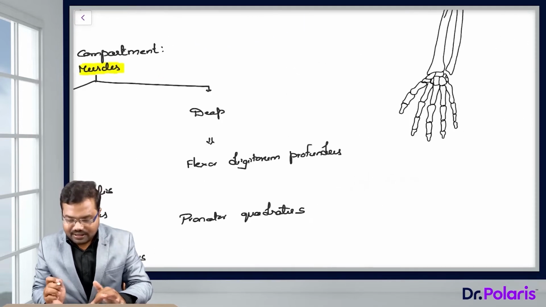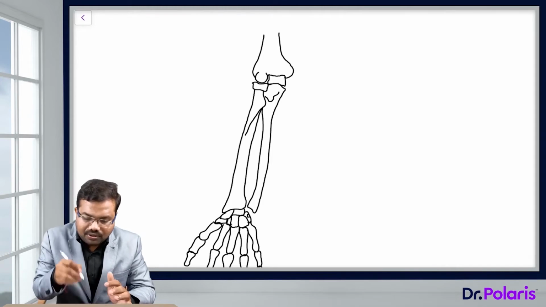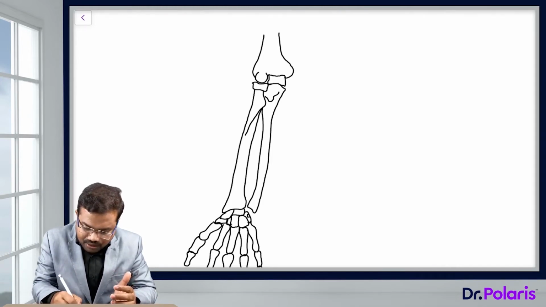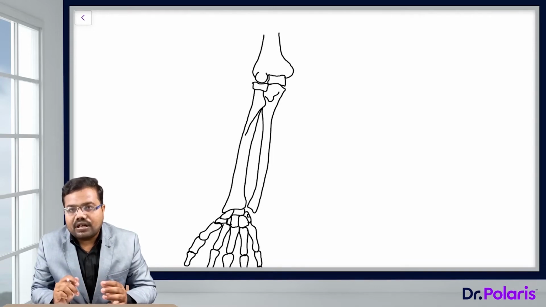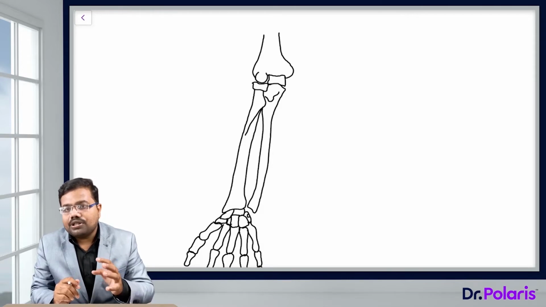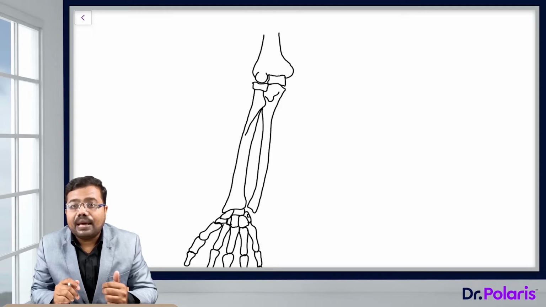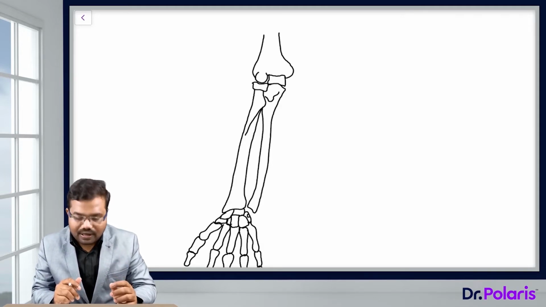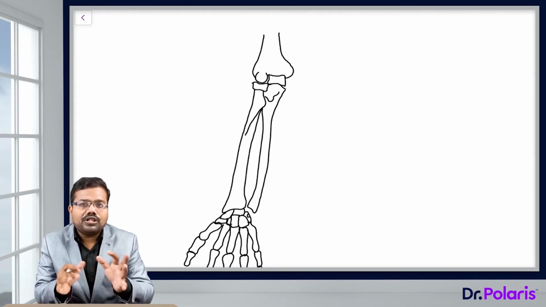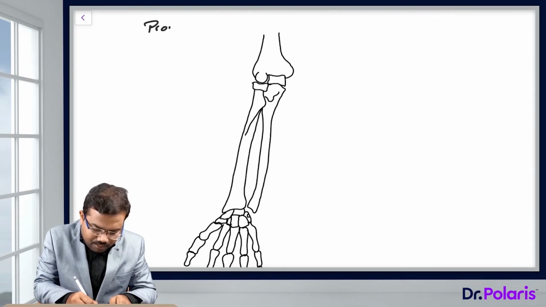First, Pronator Teres. I had already drawn a diagram so as to make the time sufficient for us. Usually, the majority of the flexors, that means the anterior compartment muscles, consist of flexors, right? So for the majority of these muscles, the common origin is the medial epicondyle of the humerus. But there are some minute variations, which we will see here.